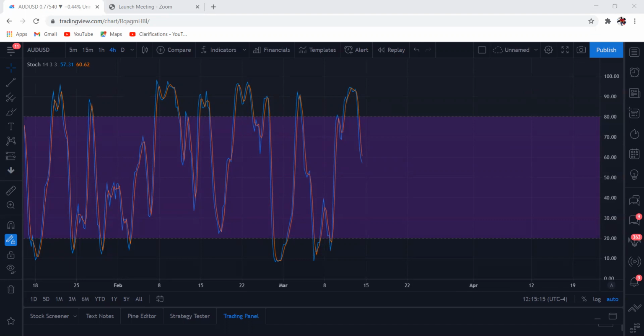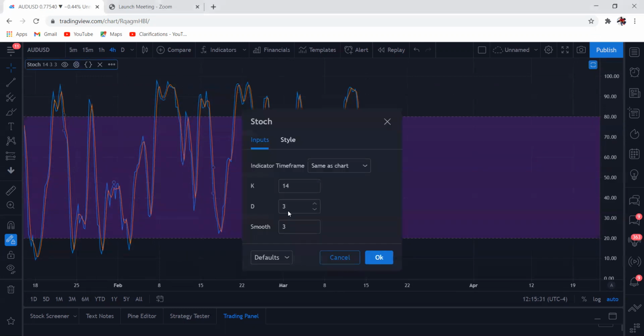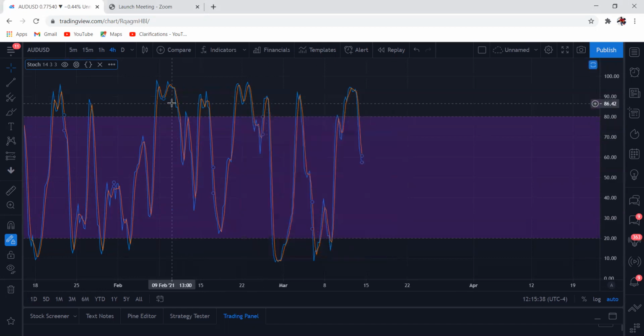So what is it made of? There's a fast stochastic and a slow stochastic. Notice it has these two lines, called the K% and the D%. You can always look at the settings: you've got the K, then the D, and then the smooth. So what do they represent? They represent how fast this indicator is going to move.